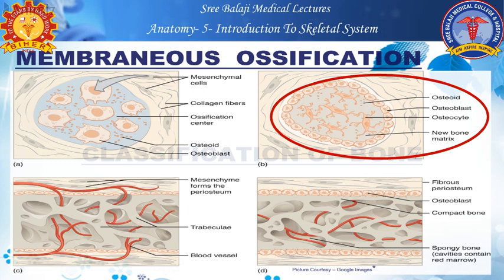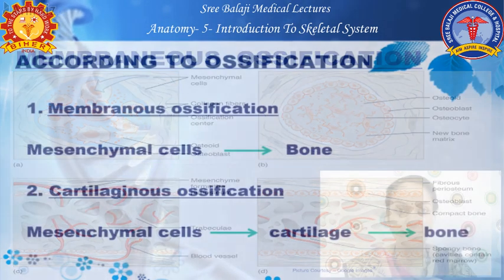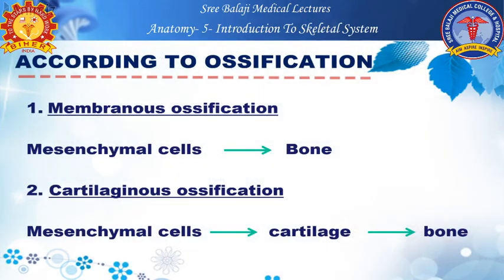Coming to a classification of bones. Bones can be classified according to the type of ossification. That is what we saw now. Some bones ossify by membrane, that is called membranous ossification, and some bones ossify by cartilaginous ossification.